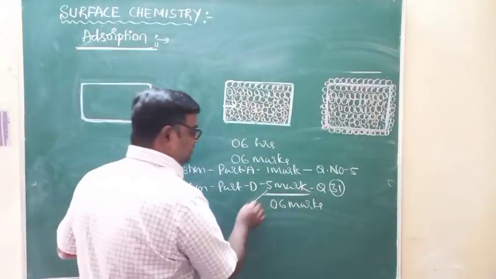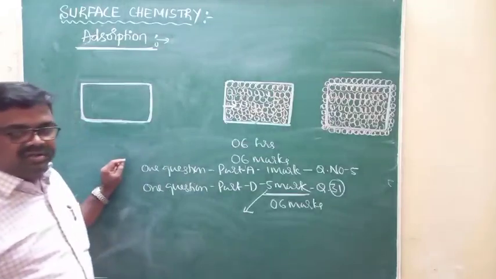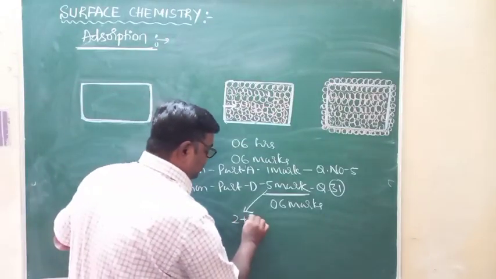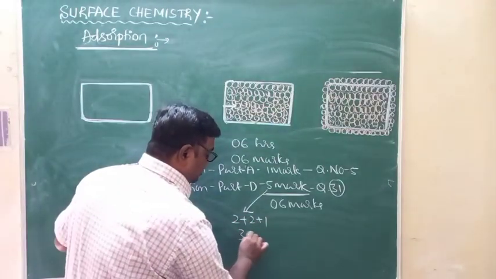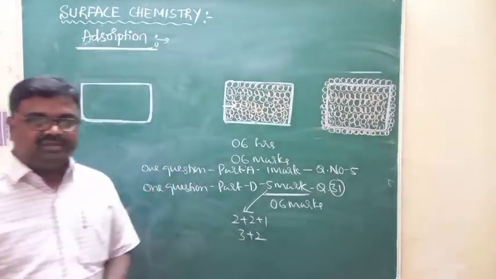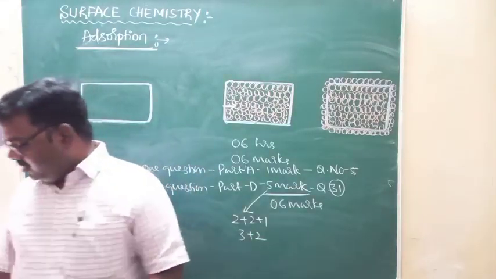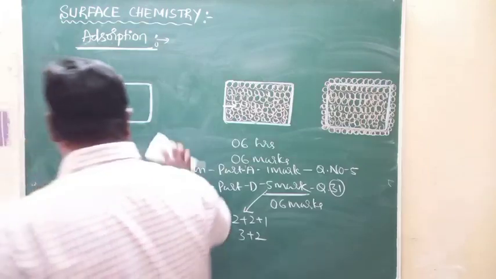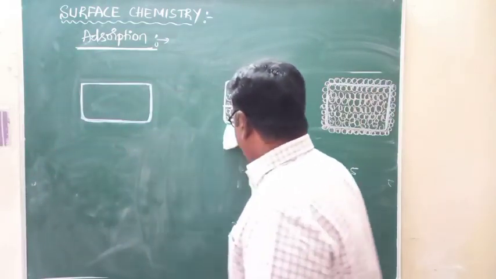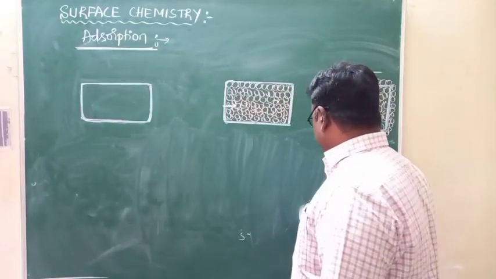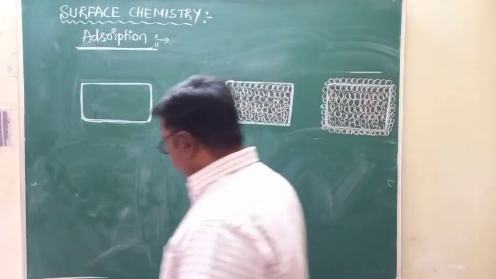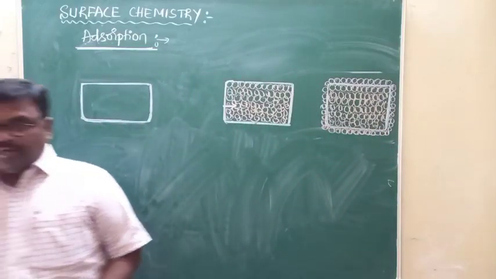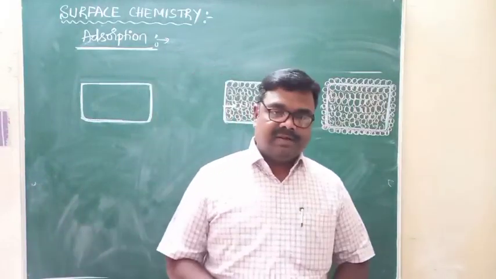And the 5 mark question can be of 2+2+1 type, or it can be of 3+2 type. So this is something about the weightage of the chapter surface chemistry in the second PUC annual examination question paper. With that information we'll start the discussion of surface chemistry.